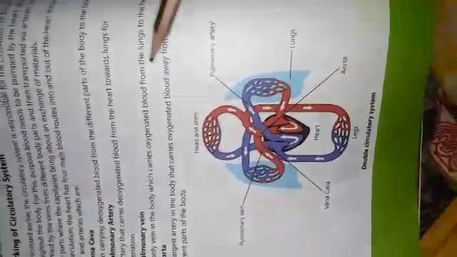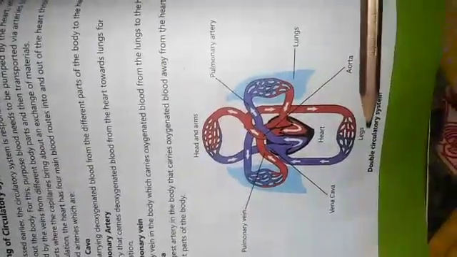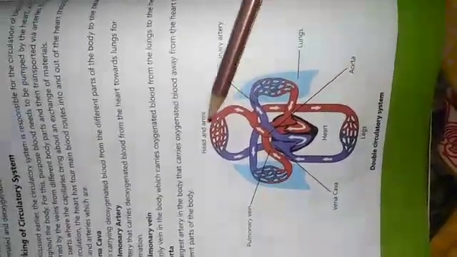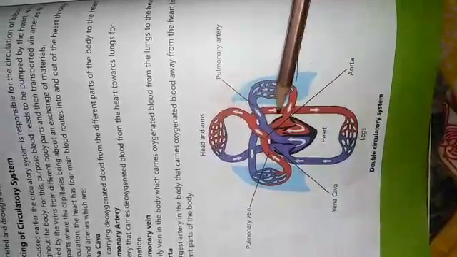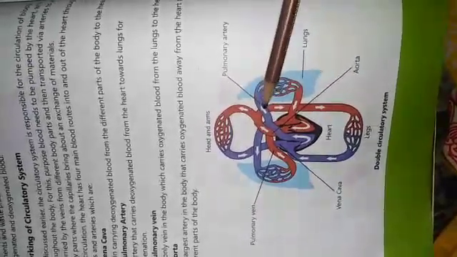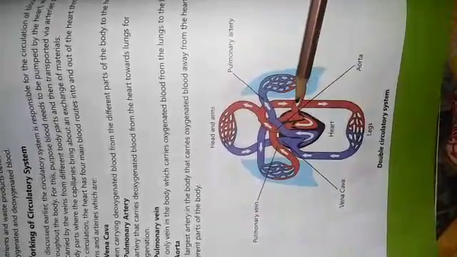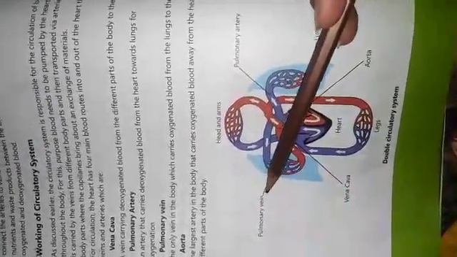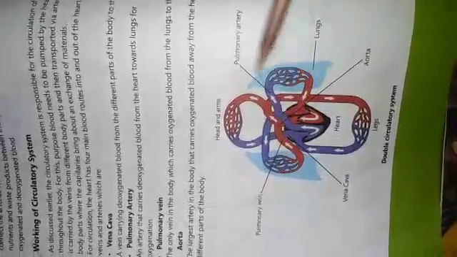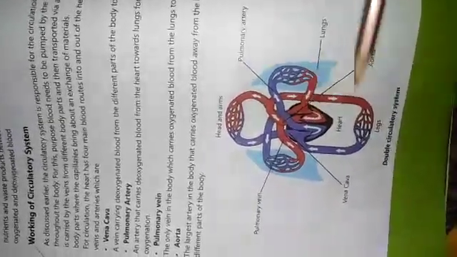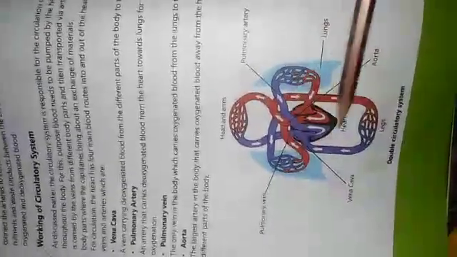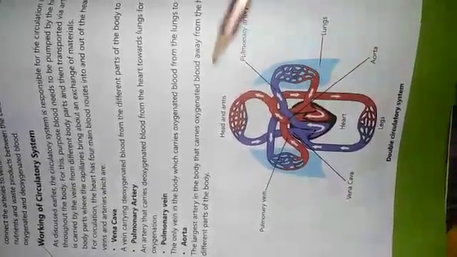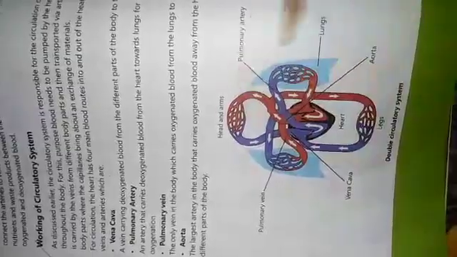So here is a diagram. It's a double circulatory system. Head and arms. Here's head and arms. Here is pulmonary artery. It carries the blood to the lungs, and then pulmonary vein. So pulmonary vein carries the blood from the lungs to our heart. This is vena cava. It is our heart. These are our lungs, and this is aorta. This is the diagram of our circulatory system.